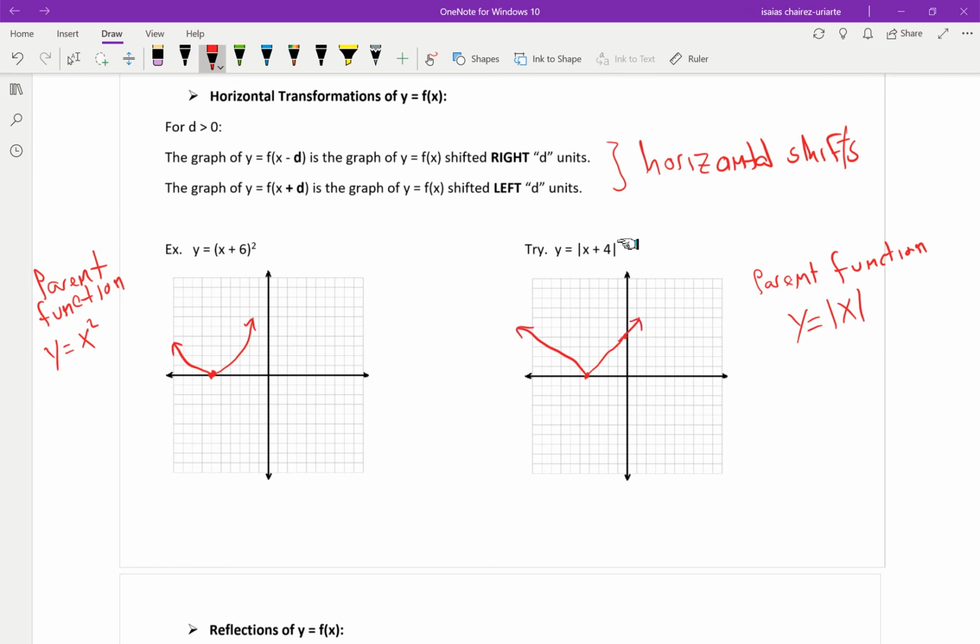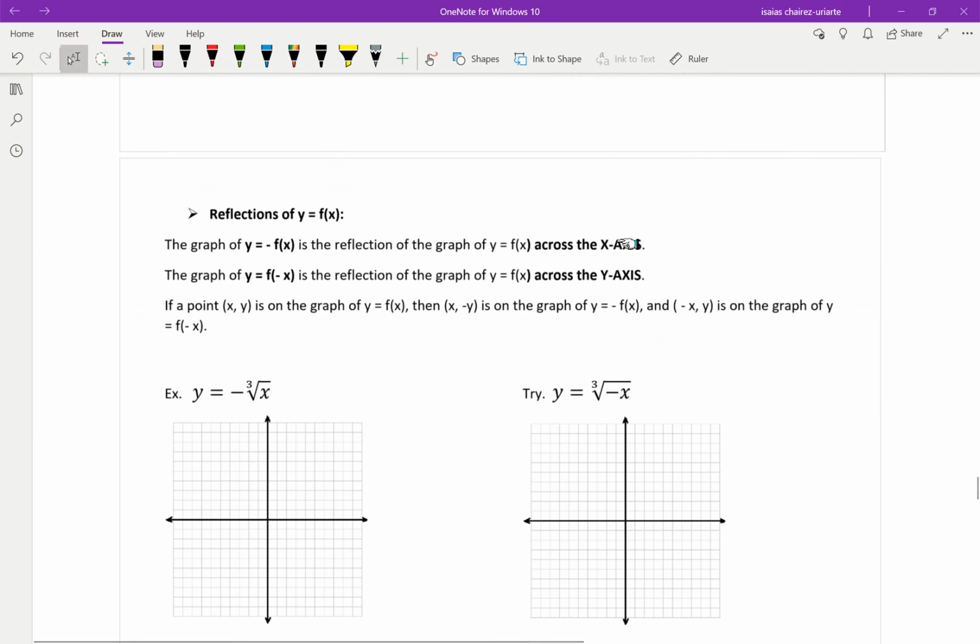Okay, so these are called horizontal shifts. Horizontal shifts are a little bit counterintuitive. If it's plus, it's to the left. If it's minus, it's to the right. Okay. Next type of transformation, reflections.